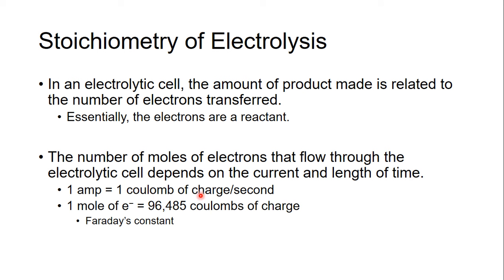An amp is a coulomb of charge per second. And 1 mole of electrons is equal to 96,485 coulombs of charge. So if you want to think about this in terms of electrons, you would need 96,485 amps to move 1 mole of electrons per second. That's a very high count, 96,000 amps. And this 1 mole of electrons equals 96,485 coulombs of charge. That's Faraday's constant, which we have used before.